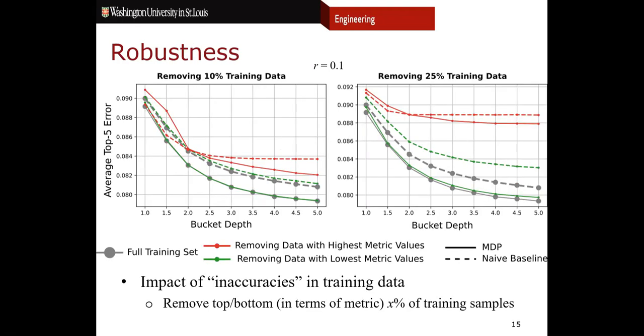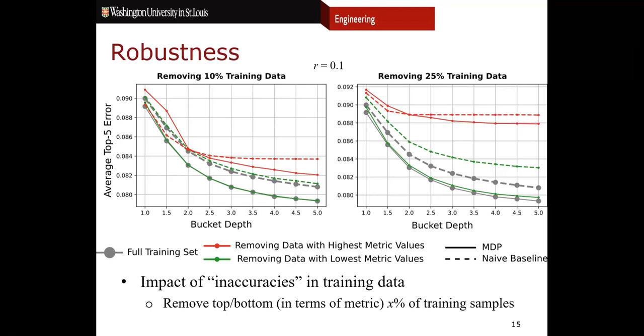One question that we were interested in is what happens if our training set is messed up, which is not an uncommon thing in many systems. We wanted to understand how sensitive the policies would be. And so these are results where we've made the training set inaccurate by removing a certain percentage of images in the metric range of images from our data, either 10% of the images or 25% of the images, and we've removed either the bottom, namely images with the lowest metric, or the top, namely images with the highest metric.